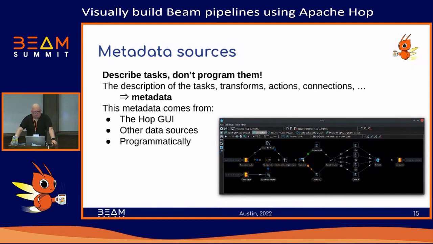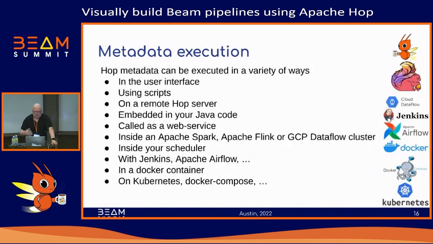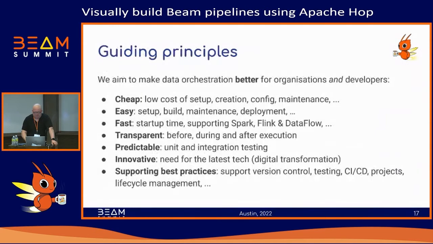Describe tasks, don't program them. We have the GUI, and that helps beginners to do this. And the execution of the metadata, so you can execute pipelines and workflows that we have in the user interface, but using scripts on a Hop server, in your Java code, as a web service. And in Beam in Spark, Flink, and Dataflow, but also on your scheduler with Jenkins, Airflow, and a Docker container.